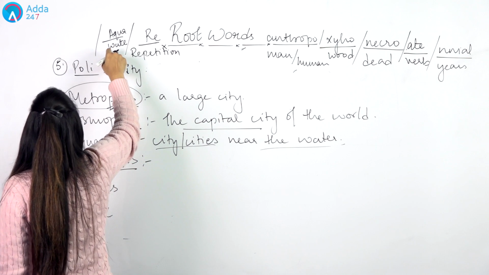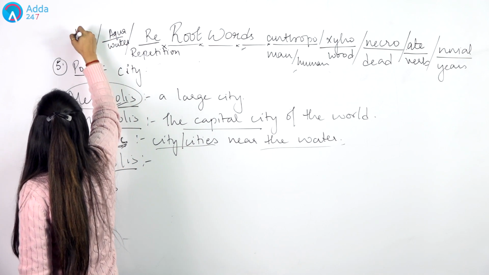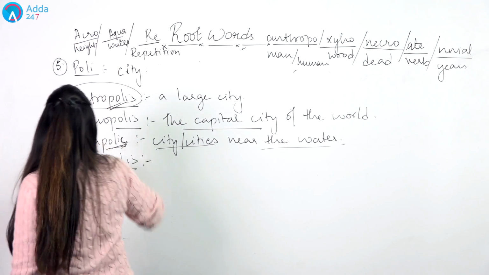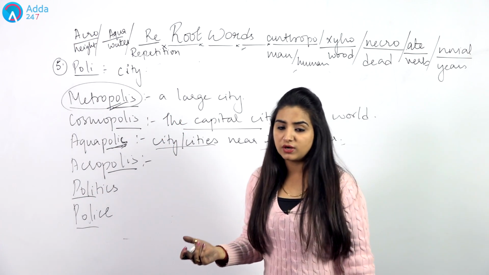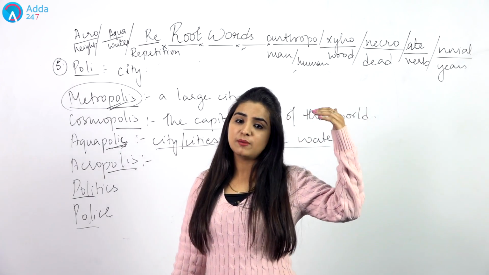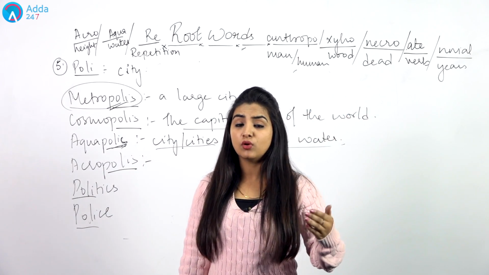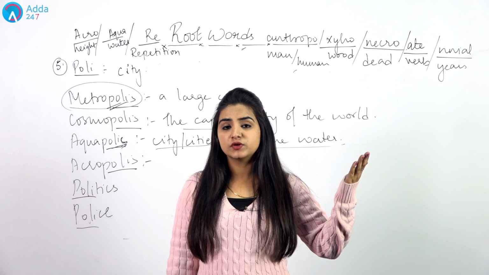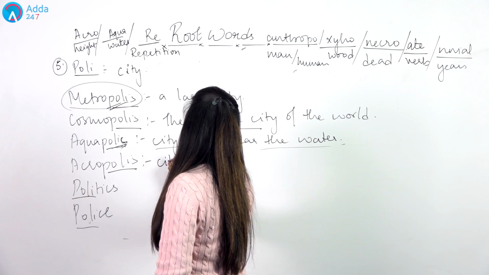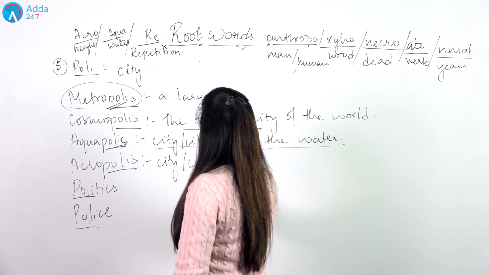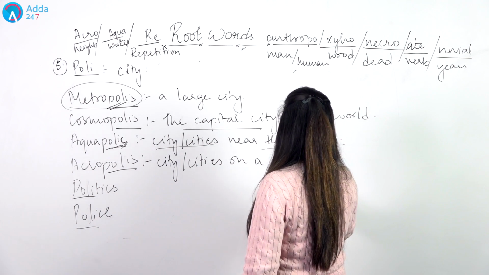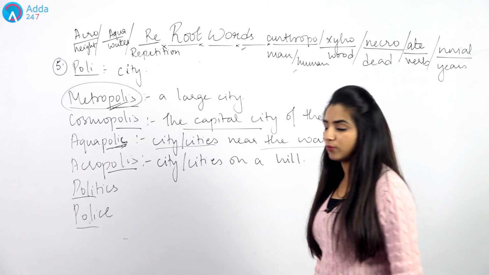Next is acropolis. As we have aqua meaning water, similarly we have acro that defines height. So acropolis, what does this define? It defines the city or cities that are built on high altitude. For example, we have Shimla. Shimla is on high altitude, so any city or cities on a hill is what we mean by acropolis.